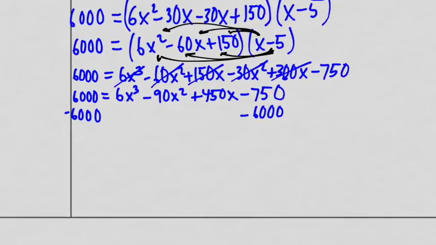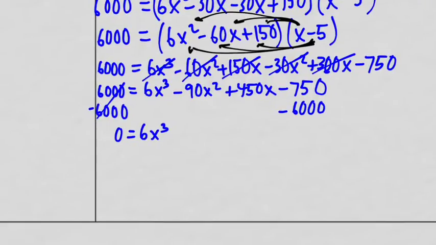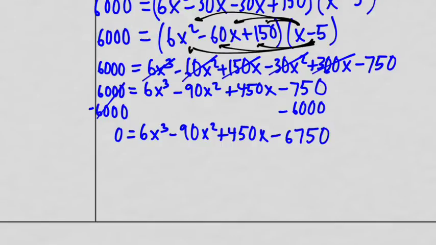We're going to use the zero product property basically at this point. So that's going to cancel, and it's going to give you 0. And on the right side, you're going to have 6x cubed, which we had before, minus 90x squared, plus 450x. And then negative 750 and negative 6,000 make negative 6,750. Okay, so that's what we have left.